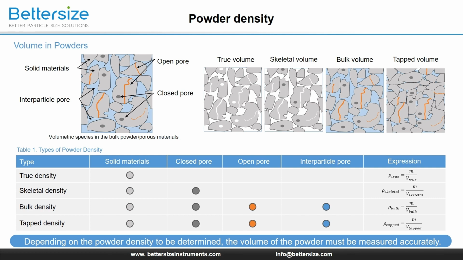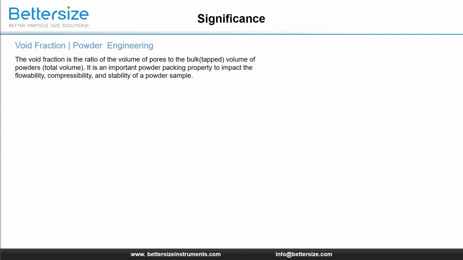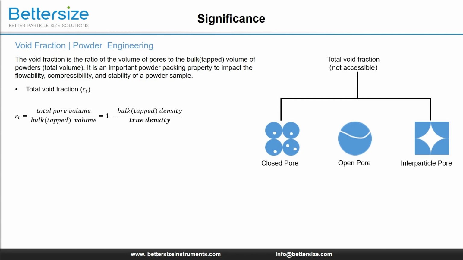In powder engineering, the void fraction is an important property, as it can affect the flowability, compressibility, and stability of a powder sample. Void fraction refers to the ratio of the volume of pores to the total volume of a powder sample. There are two kinds of void fraction. The total void fraction is the total volume of all pores, divided by the total volume of the sample.